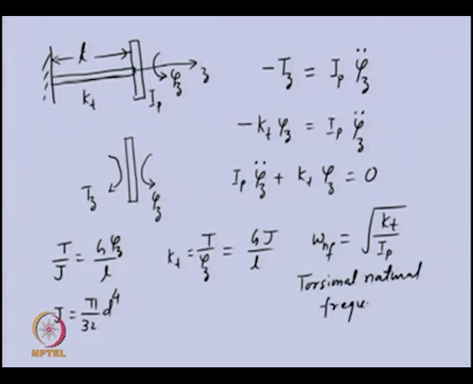This frequency will obviously be different as compared to the transverse natural frequency which we obtained earlier. In that particular case, we wrote the natural frequency for transverse vibration as square root of k by m, where m is the mass of the shaft, k is the stiffness of the shaft in the transverse direction. So, that expression will be different as compared to this one.